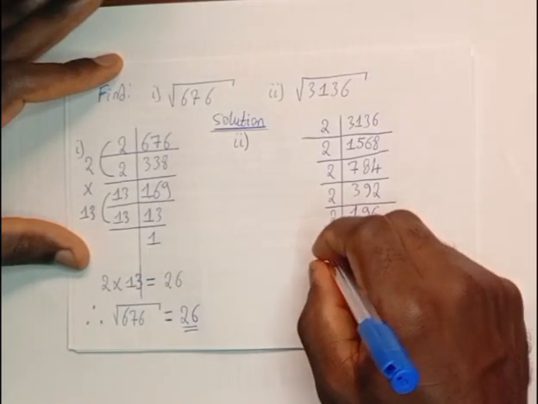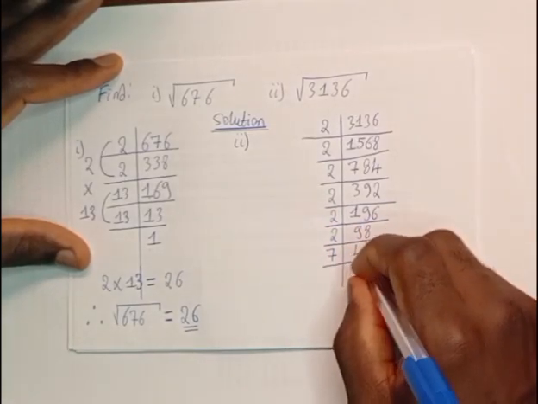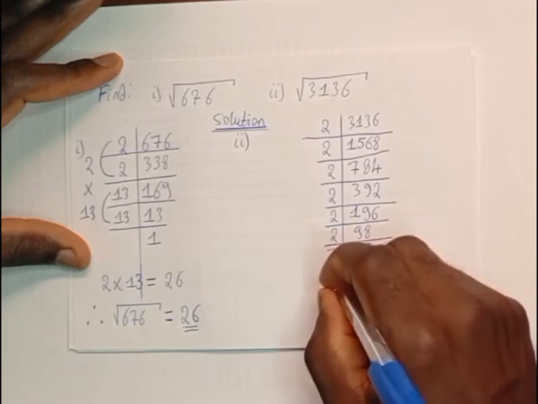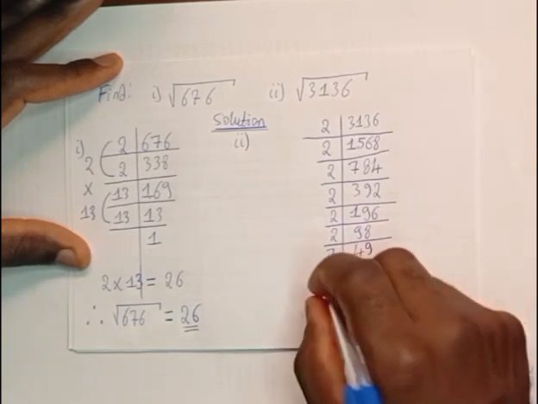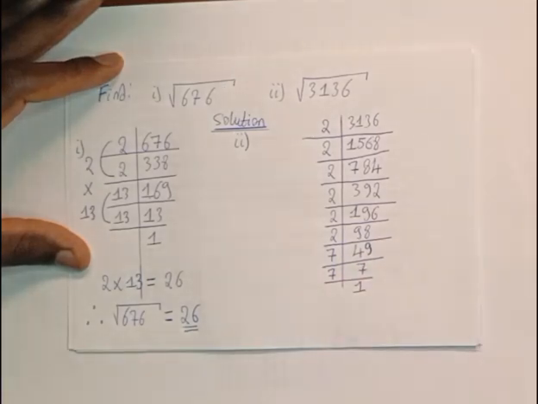That means we have to divide 49 by 7. 49 divided by 7 gives us 7. We bring down 7 again. 7 divided by 7 gives us 1. When we reach 1, that means the division has ended.